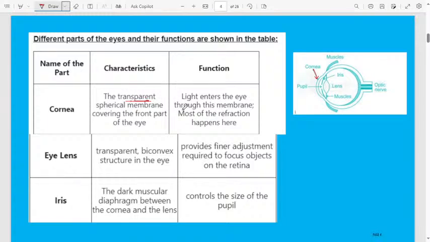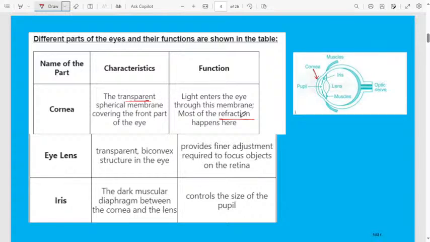Light enters the eye through this membrane. Most of the refraction happens here at the surface of the cornea. The refraction of light happens here. Light enters through this membrane, and most of the refraction of light happens on the cornea. Understood? That is the function of the cornea.